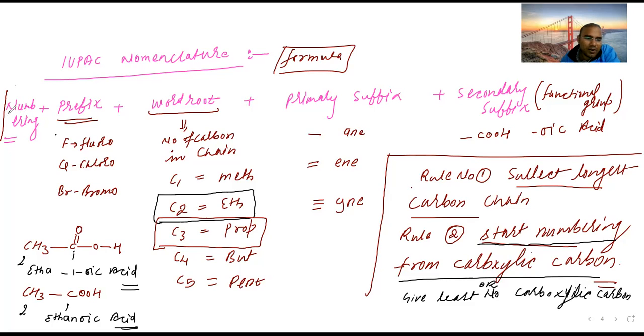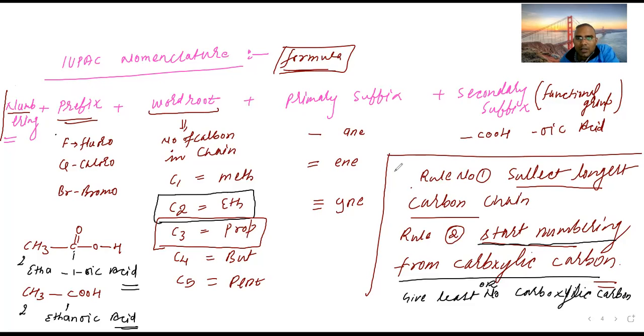Firstly, you are going to do the numbering. This is the formula I wrote here: formula for IUPAC nomenclature. So first of all, you do numbering. Then we have to do prefix, then word root, then primary suffix, then secondary suffix. Secondary suffix name is functional group.